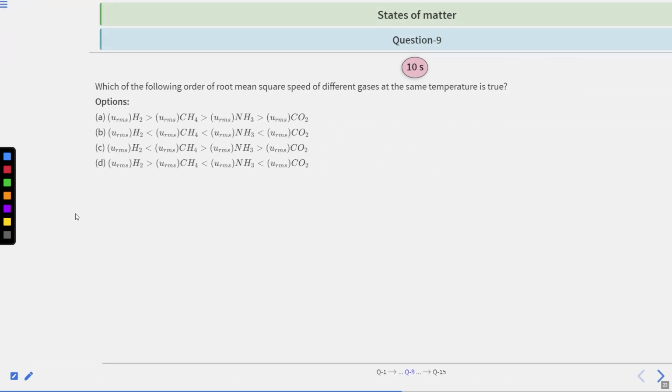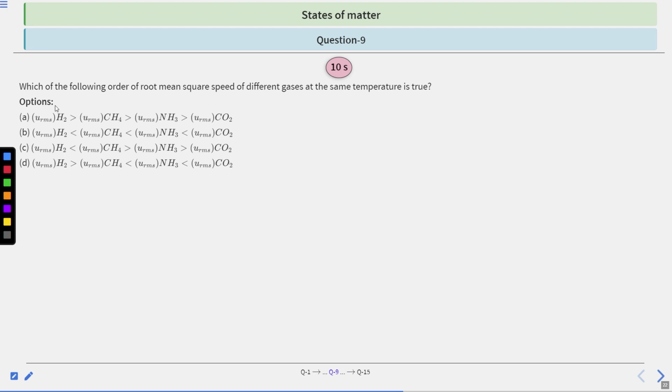Moving on to the next question, question number 9. Which of the following orders of root mean square speed of different gases at the same temperature is true? Options given are here. So the root mean square speed for H2 is greater than that for CH4, is greater than that for NH3, is greater than that for CO2.